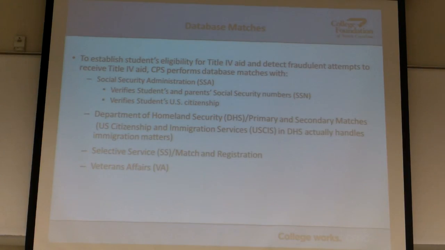So we'll just run down these and go through each one by one in a few slides. But first, the Social Security Administration verifies the student's Social Security number and also the student's U.S. citizenship if he or she is a citizen. That really, I think, is the first one because it's sort of the key to all the other database matches. You have to verify the student is who he or she is, and then once you have that locked down, you can check all of the other databases after that.